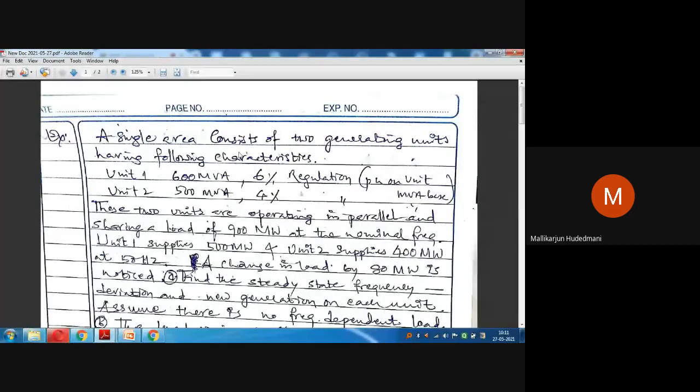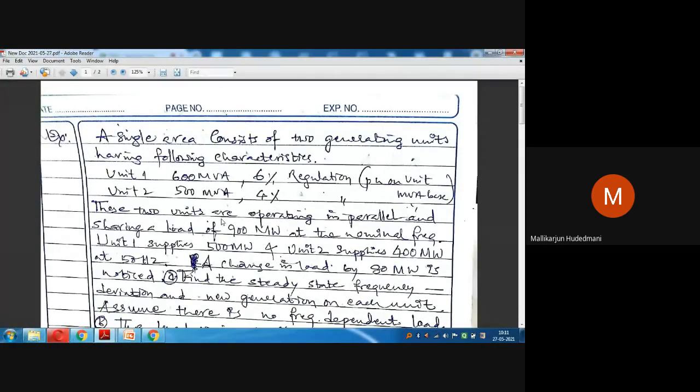A single area consists of two generating units having the following characteristics. Unit 1, a capacity of 600 MVA, whose regulation is 6% on unit base, means this percentage regulation is on the unit base of its own 600 MVA. Unit 2 is 500 MVA capacity, 4% regulation, and this 4% is defined on its capacity. It's called per unit on unit MVA base, on its own capacity rating.